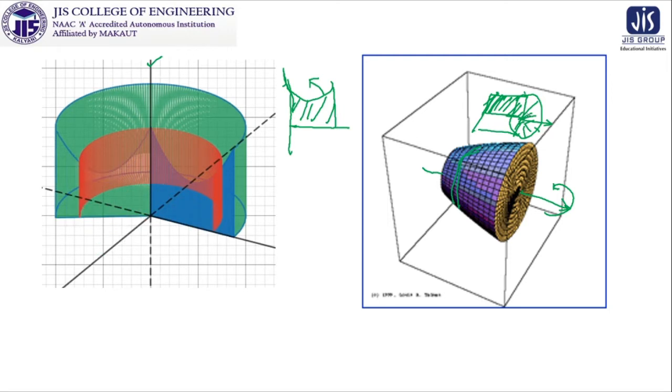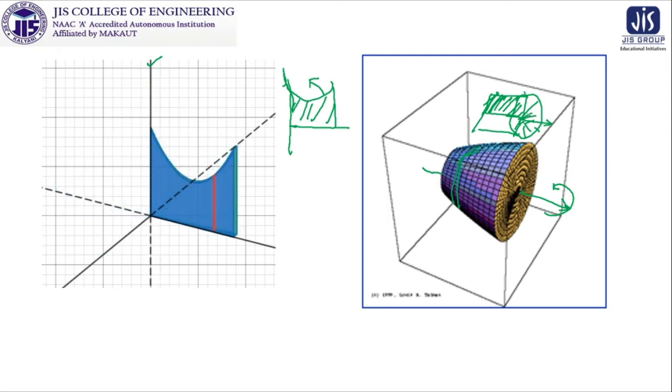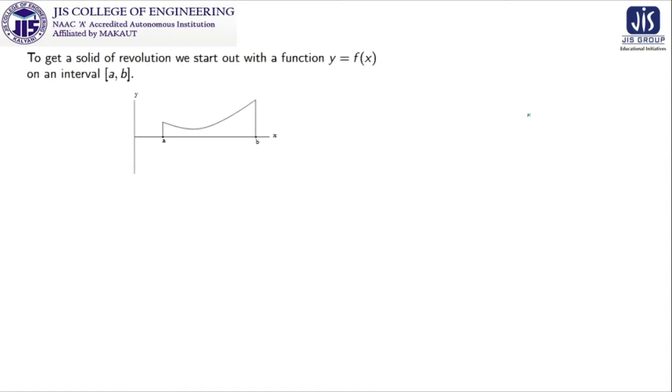Now, if we go further from the mathematical point of view, to get a solid of revolution, we start out with a function y equal to f(x), on an interval a to b. So this is a and this is b given.